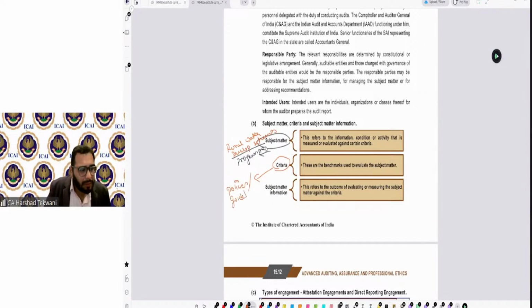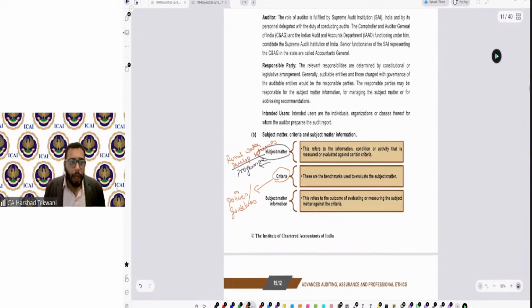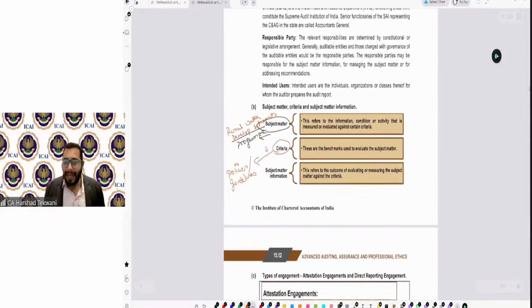Now, criteria is the policies, guidelines, or any such benchmark that is given or issued by the government or by anyone, which here will be called an authority. They basically provide whether the outcome is appropriate or not. For example, let's say in 20 villages the water was supposed to be there. That was the guideline, that was the policy or the program basically. So that was the mission behind developing this scheme.